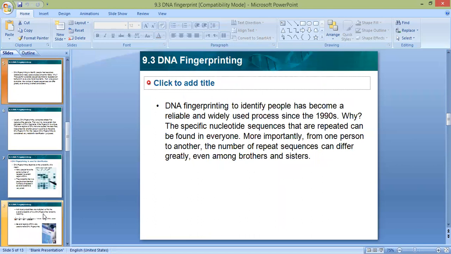It becomes a reliable and widely used process because the specific nucleotide sequences that are repeated can be found in everyone. But more importantly, from one person to another, the number of repeat sequences can differ greatly.